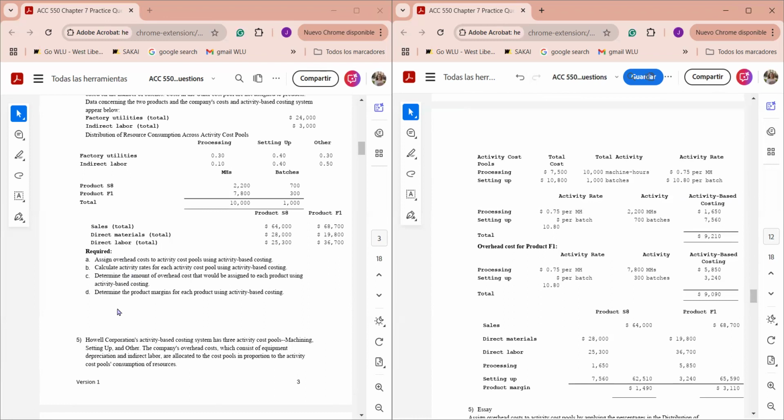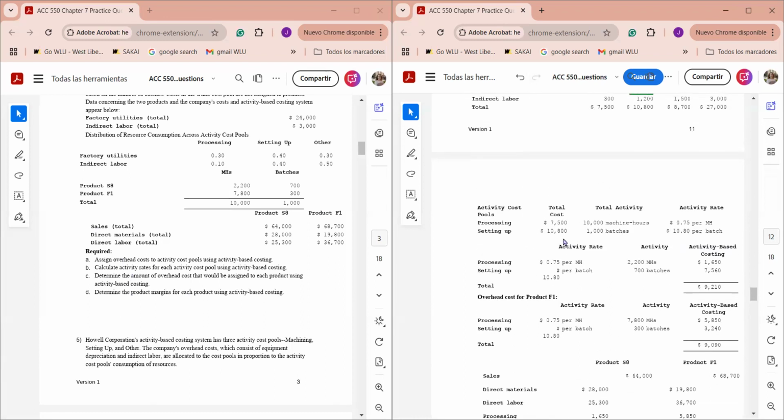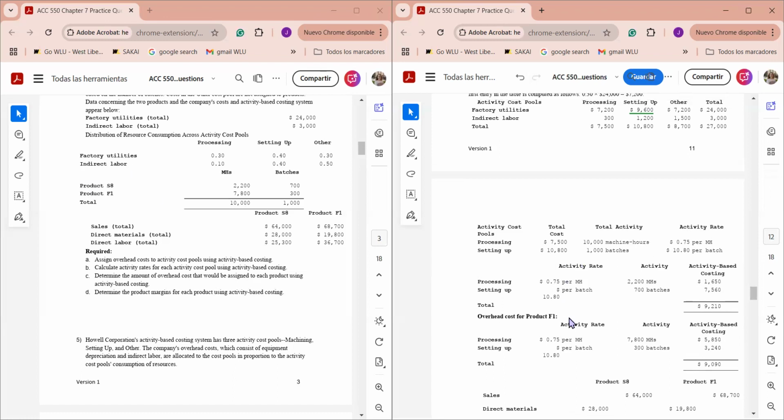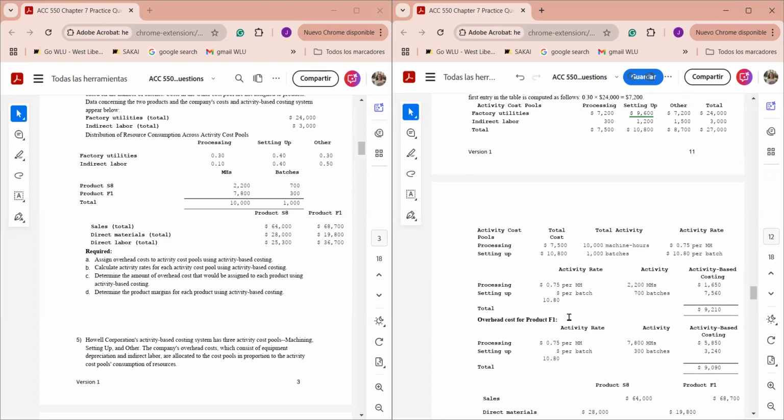Now for question number C, they're asking us to determine the amount of overhead cost that will be assigned to each product using activity-based costing. So again, we need to identify our factory utilities and our product S8 and our product F1 that are here, and our processing and setting up. The first thing we need to do is pass our activity rates over here for our machine hours and our batches. We put them here.